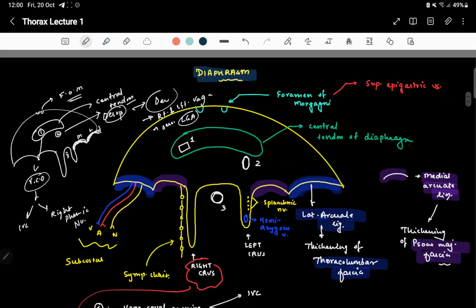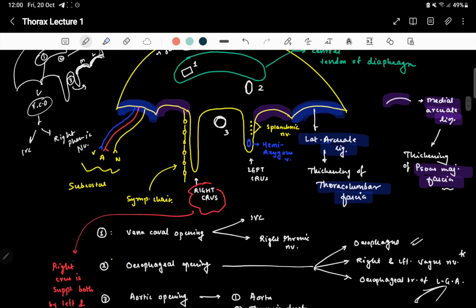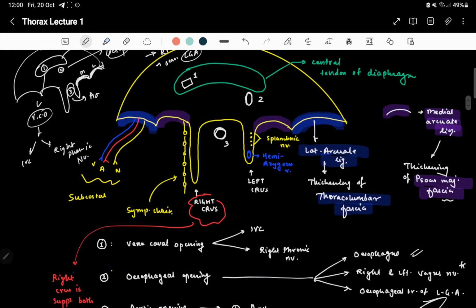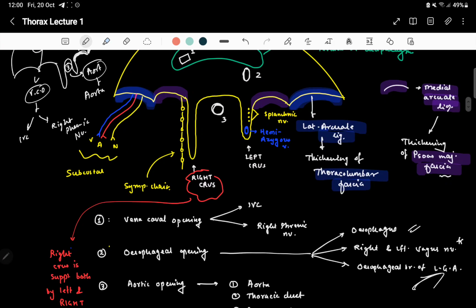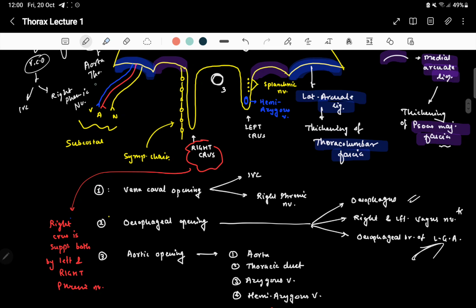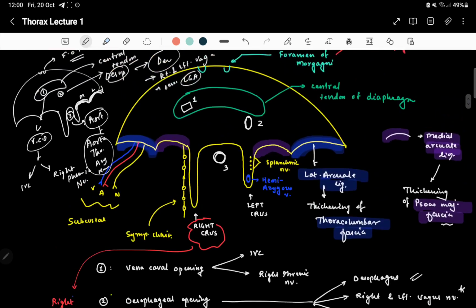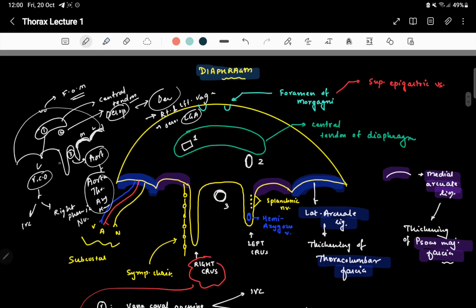And the third opening is between the crura. This is circular in shape and is called your aortic opening. What passes? The aorta passes through here. Then your thoracic duct passes, and the azygous and hemiazygous veins. Understood? Here we have the right sympathetic chain, and some subcostal vessels and nerves arising from this part.